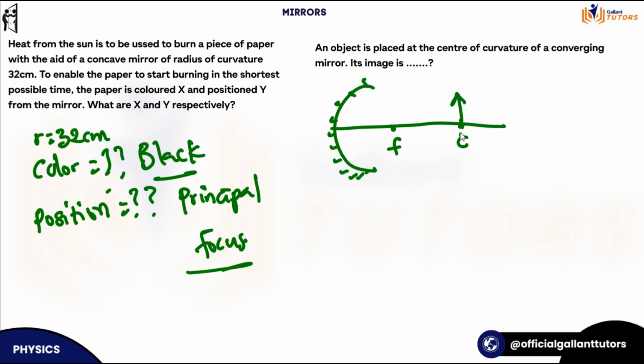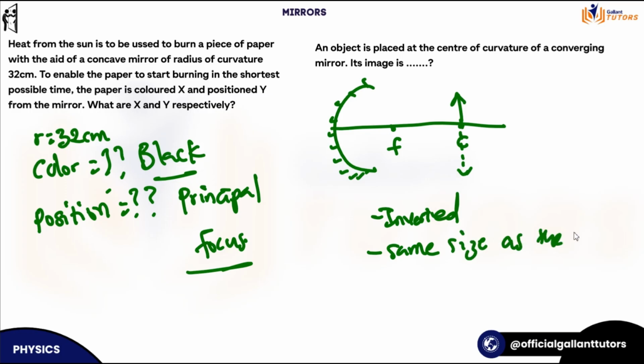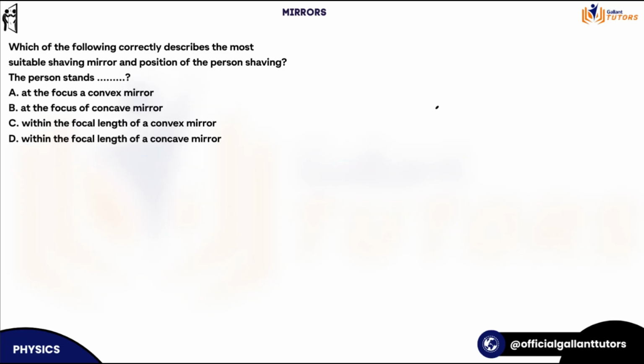First off, the image formed here is inverted. It is the same size as the object. Also, it's formed at C. So an object placed at C will form an image at C. Is that clear? Okay, next question.